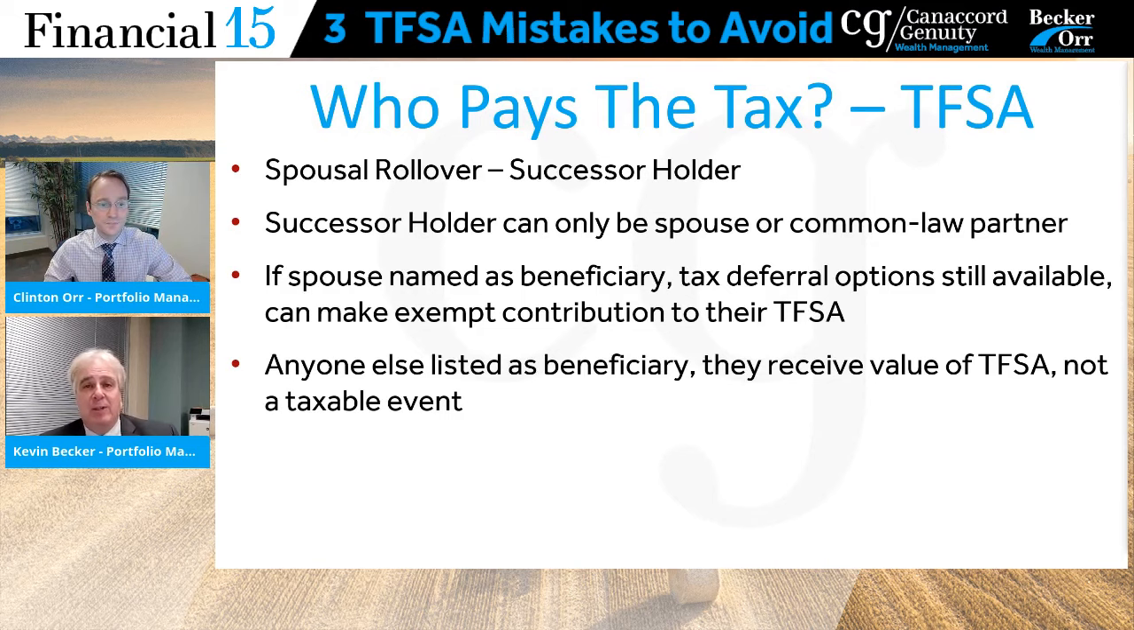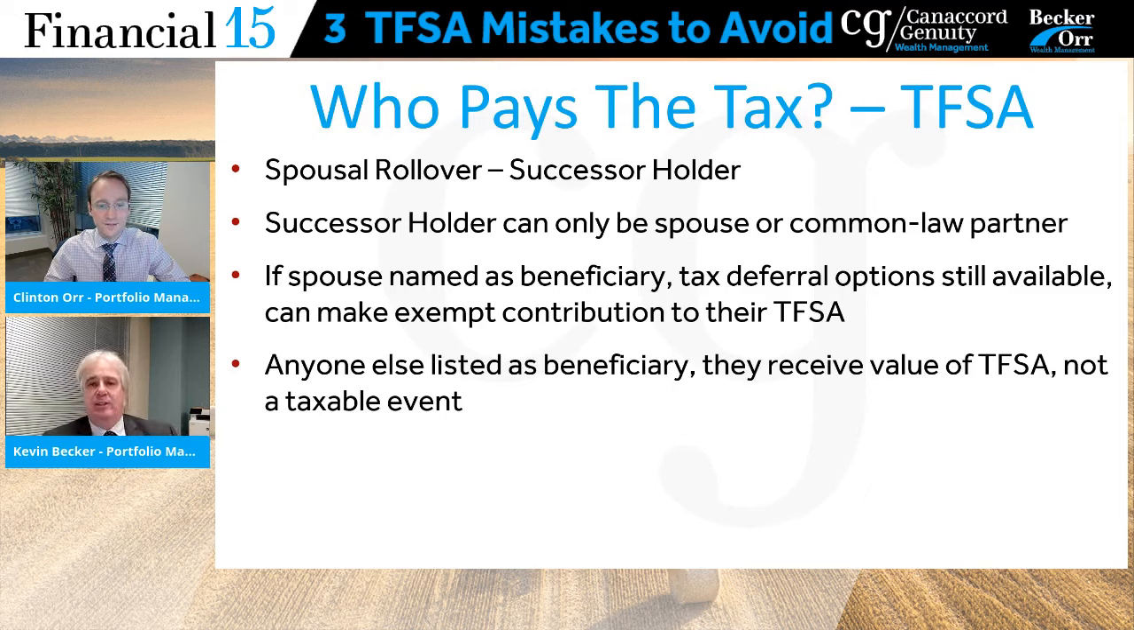So if the spouse is named as successor, the tax deferral option still exists and they can make exempt contributions to the TFSA. What we mean by that is if you've maxed out your TFSA, and your spouse has maxed out hers, if something happens to you, your entire TFSA can roll into her TFSA without any tax consequences. Even though she's maxed hers out, you can add that. That is a big factor that you want to have there as opposed to designating as a beneficiary. Anyone else listed, of course, will receive the TFSA, but they cannot automatically put that into theirs. That's a big event, and it is huge when it comes to taxes.